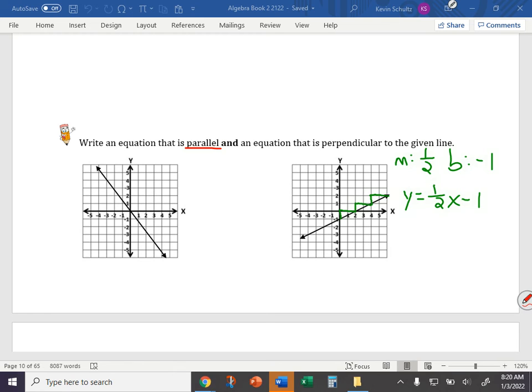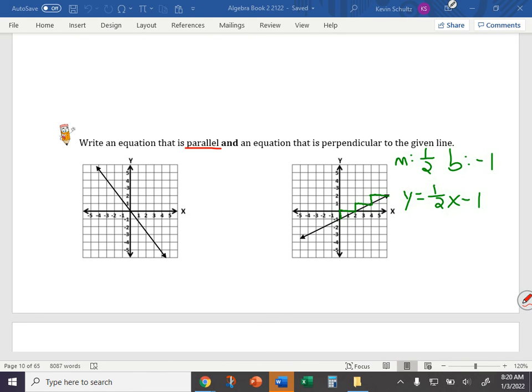So your slope will be the same. Your y-intercept will have to change, and you can pick whatever you want. You want it to cross at positive 7, even though it's off the coordinate plane? Great. You want to write negative 4? Great. Right? But something other than negative 1, otherwise it's just the same exact line.